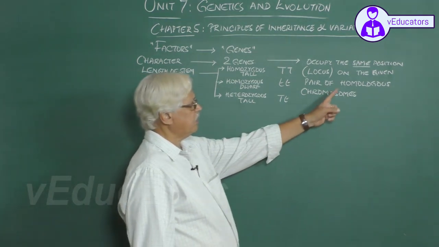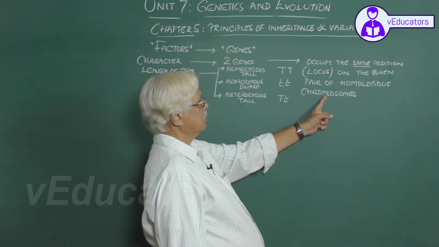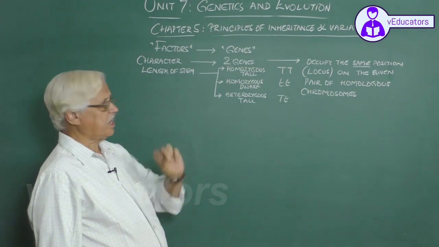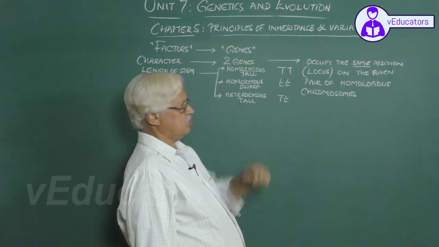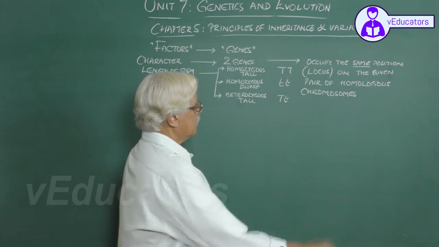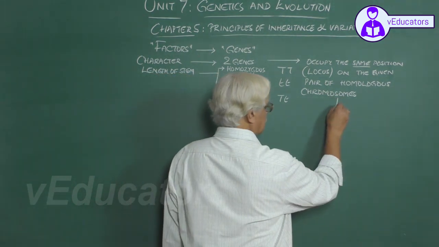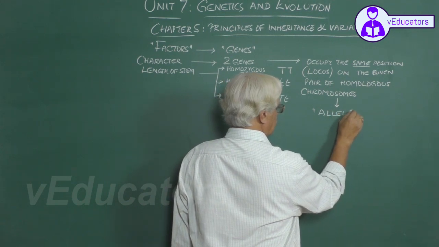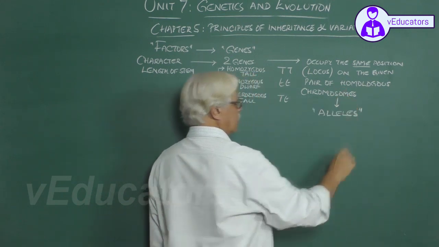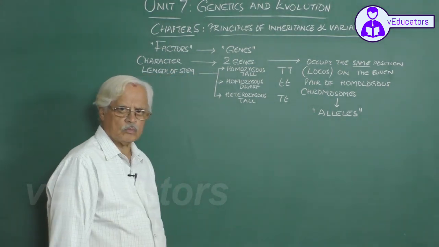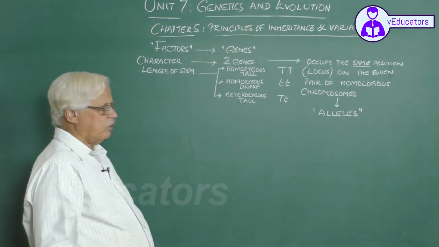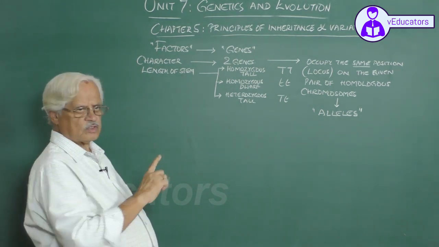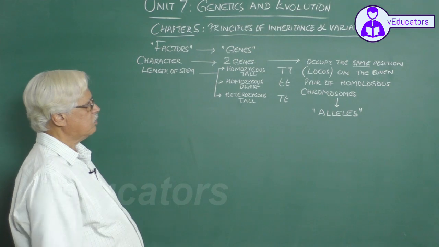So in a pair of homologous chromosomes, the two genes responsible for a given character occupy the same position, and these two genes are therefore described as alleles. So alleles are two forms of the same gene occupying the same locus on a pair of homologous chromosomes.